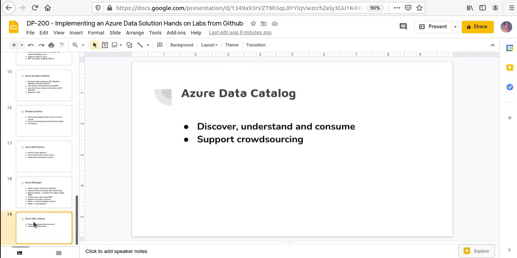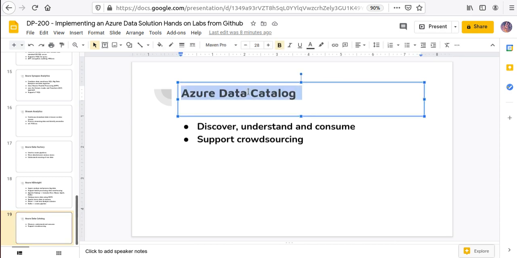The last one we want to talk about is the Azure Data Catalog. This one is typically used to discover, understand, and consume data, and it supports crowdsourcing. So if you have a lot of people and you want to build a catalog from input from lots of people, you'll be using this particular service.